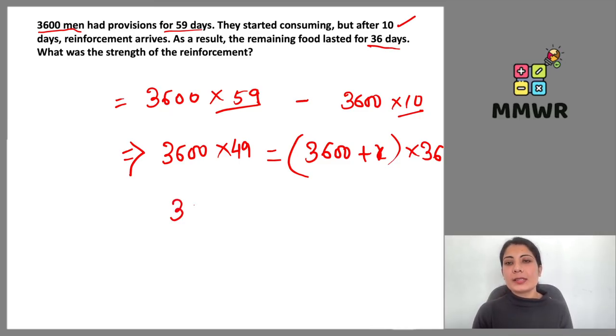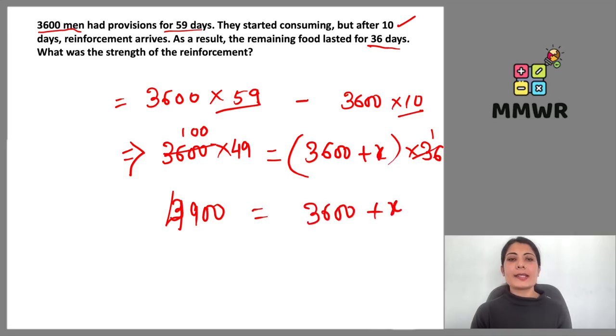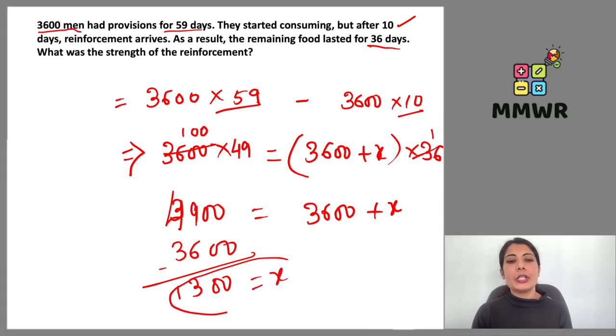Let's simplify this. 36 ones are 36 and this gives me 100 here. 3,600 will get cancelled out. So 49 multiplied by 100 gives me 4900 is equal to 3600 plus x. This 3600 will be transferred to the other side. When we take the difference, this gives me 1300, which is the value of x. Now, what was the strength of the reinforcement? How many extra people have joined after 10 days? So 1300 people, 1300 लोग और आ गए.